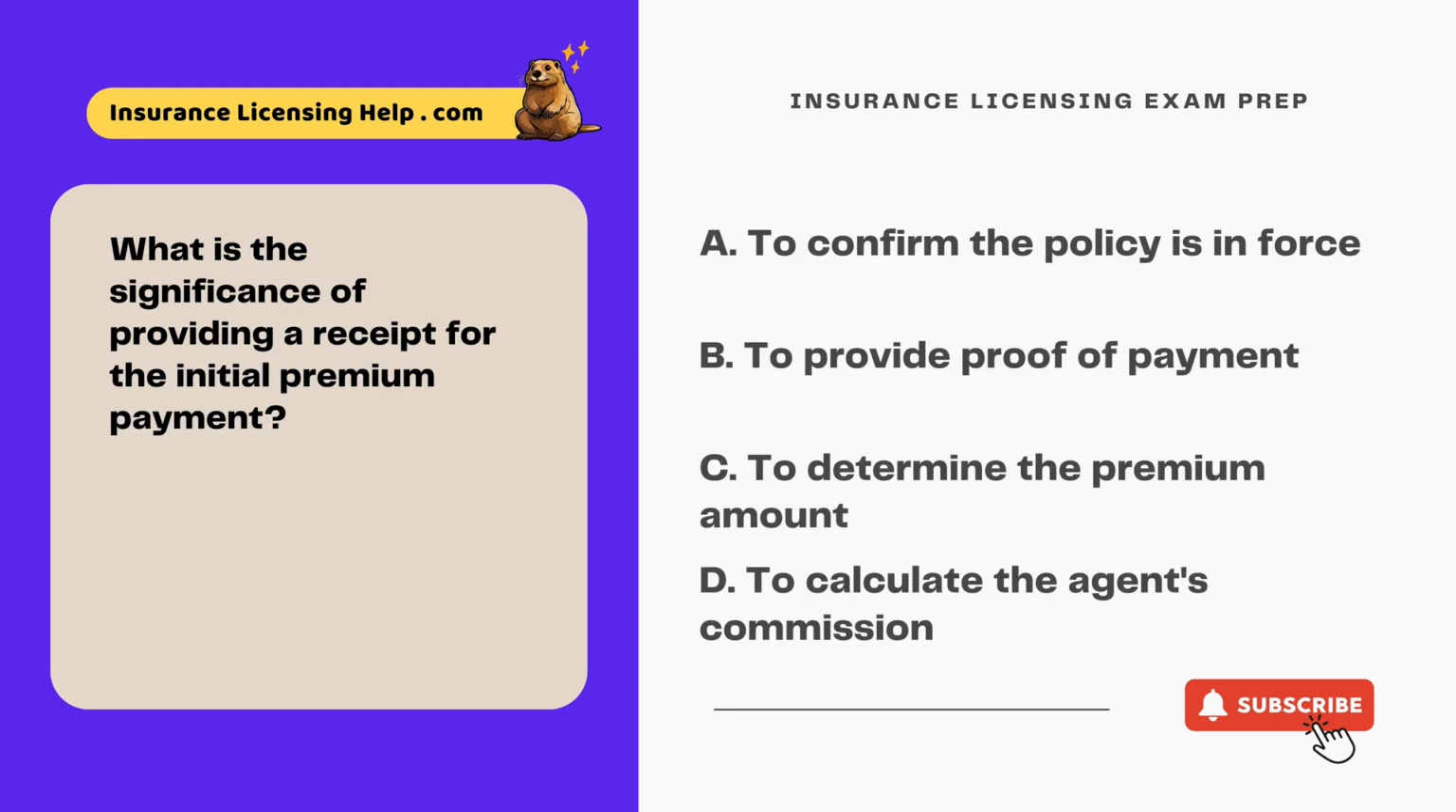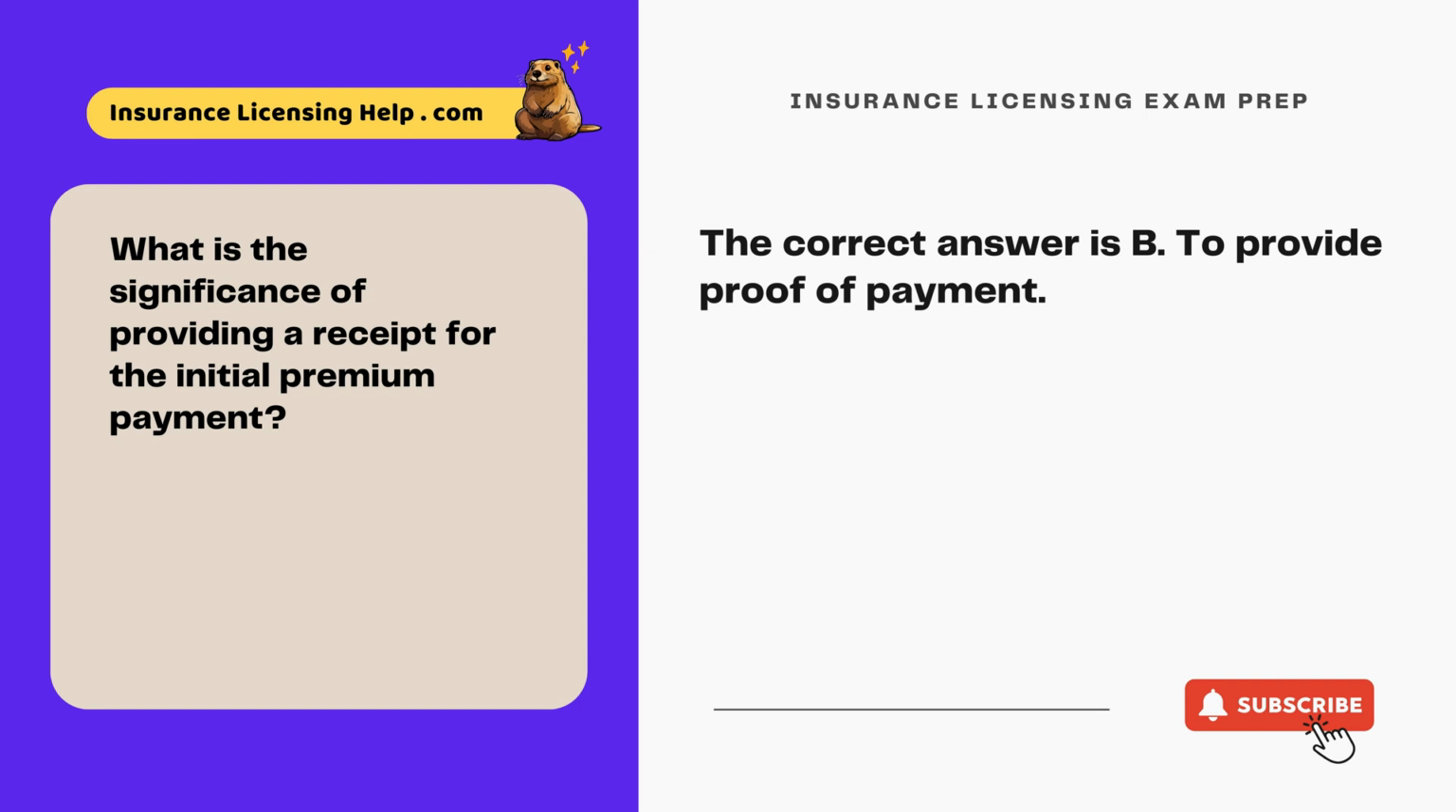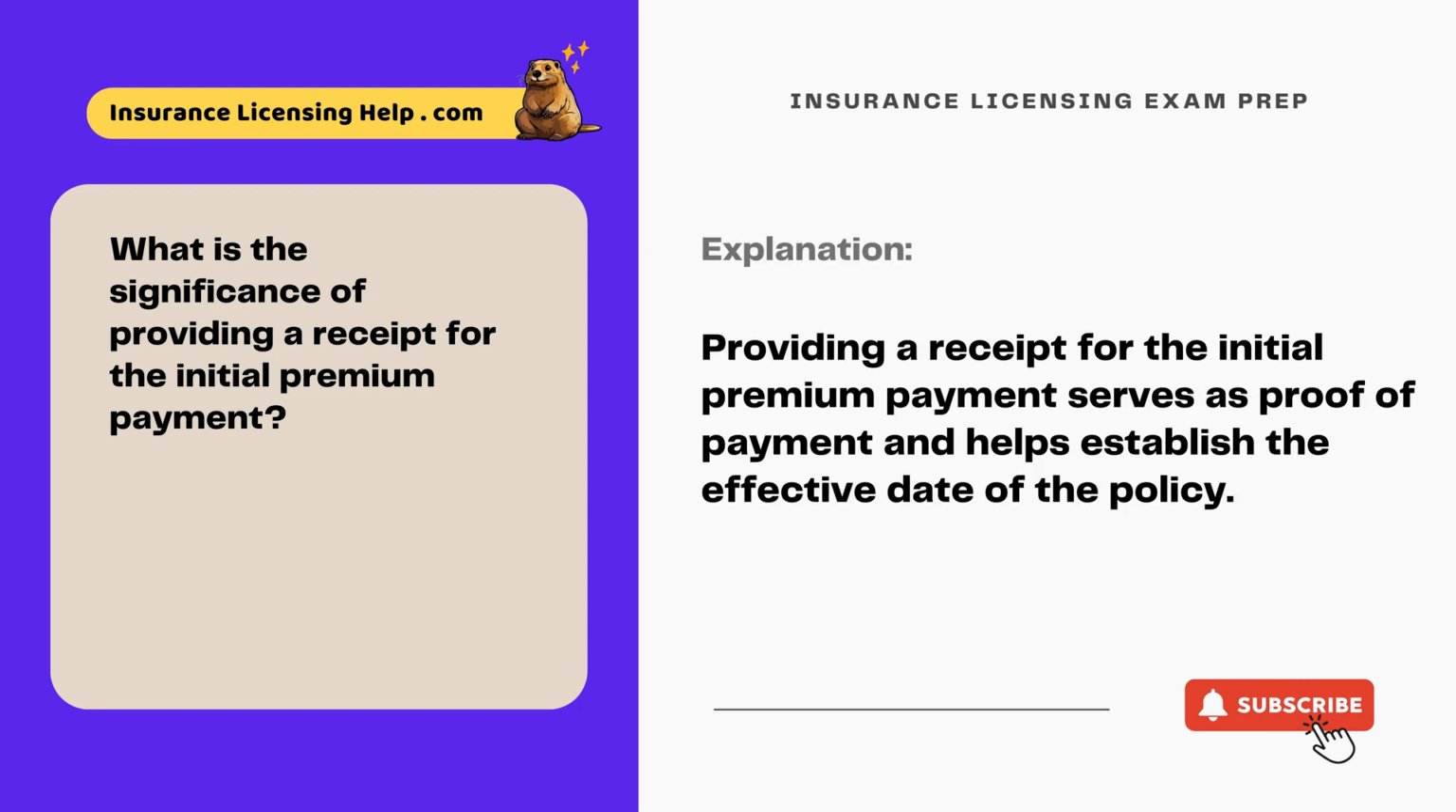What is the significance of providing a receipt for the initial premium payment? A. To confirm the policy is in force. B. To provide proof of payment. C. To determine the premium amount. D. To calculate the agent's commission. The correct answer is B. To provide proof of payment. Providing a receipt for the initial premium payment serves as proof of payment and helps establish the effective date of the policy.